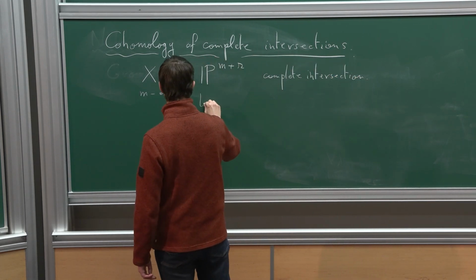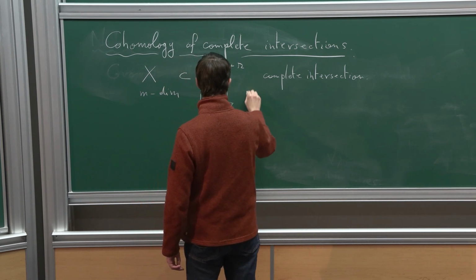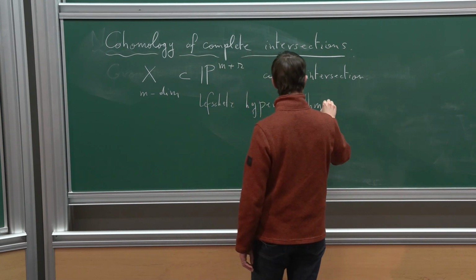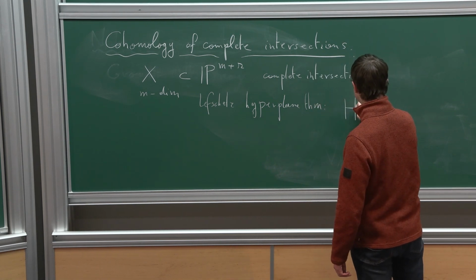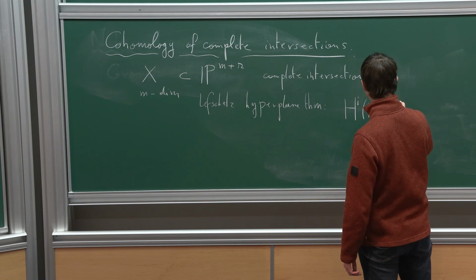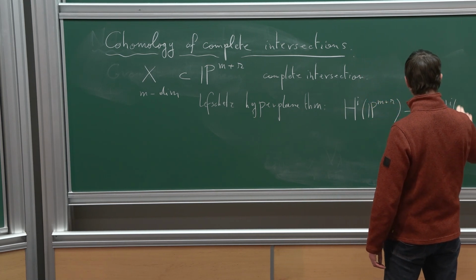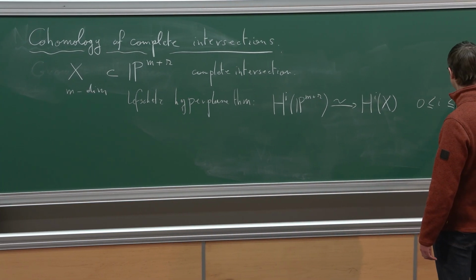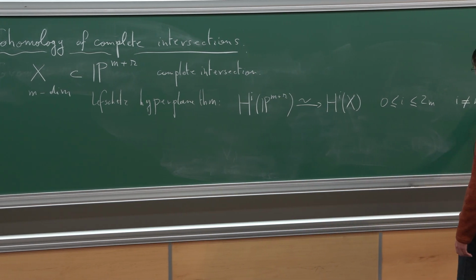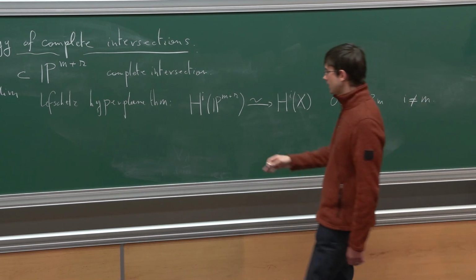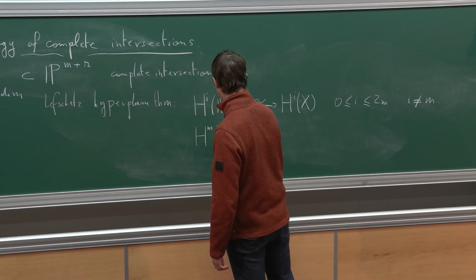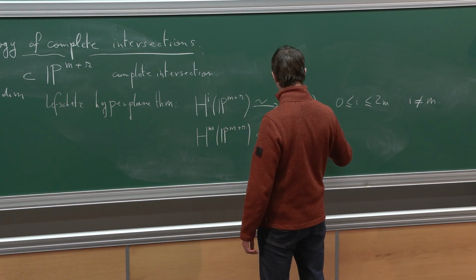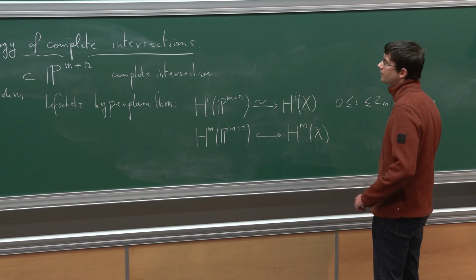And then by the Lefschetz hyperplane theorem, we know there's a natural map from the cohomology of the ambient projective space to the cohomology of X, which is an isomorphism for every i between 0 and the top degree, except in the middle degree m. And as part of the theorem, in the middle degree, the cohomology of the projective space will embed inside the middle degree cohomology of X.